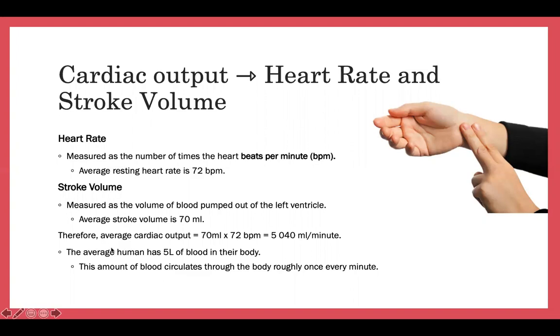So if you're going to calculate your cardiac output, you're going to take this average stroke volume of 70 milliliters, and multiply it by your average resting heart rate, which is 72 beats per minute. That's going to equal roughly 5 liters of blood every minute. And contained within our bodies, we have about 5 liters of blood in total. So this amount of blood circulates through the body roughly once every minute. And these values depicted here are, of course, average. It can vary per person, but it's good to have a reference point.